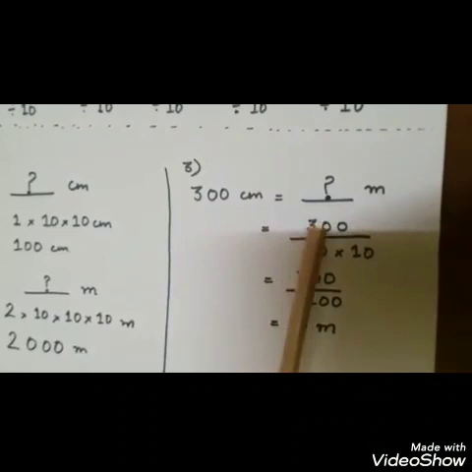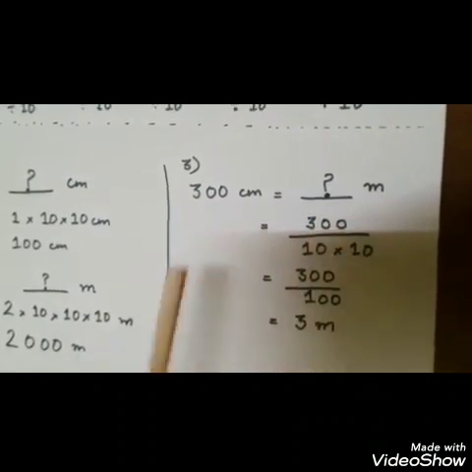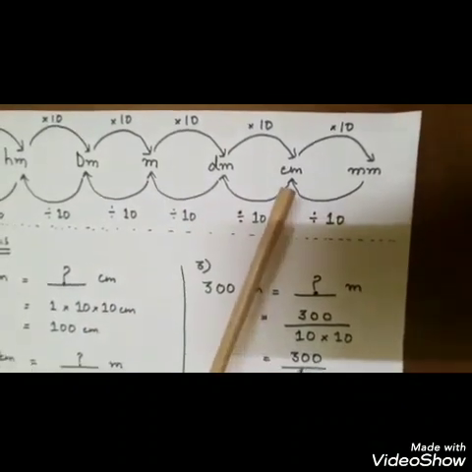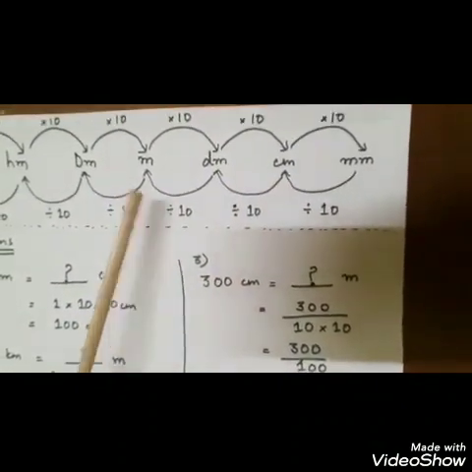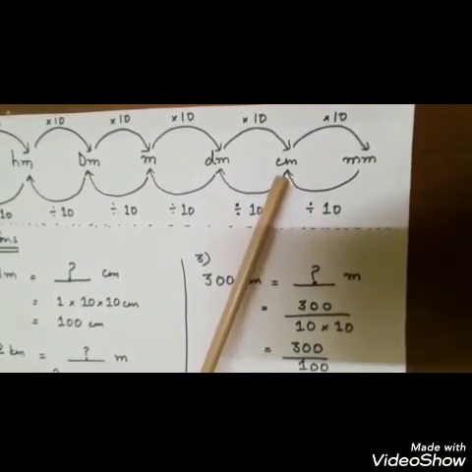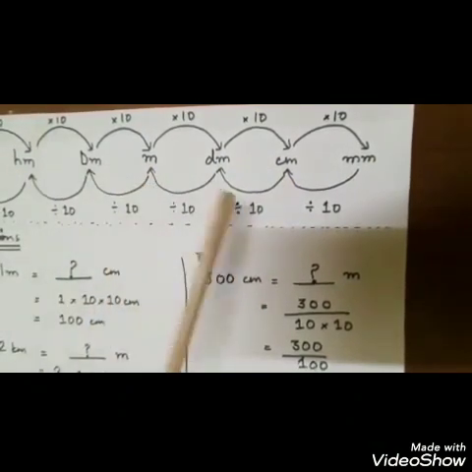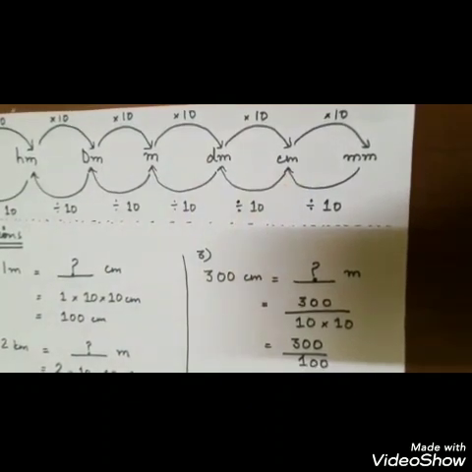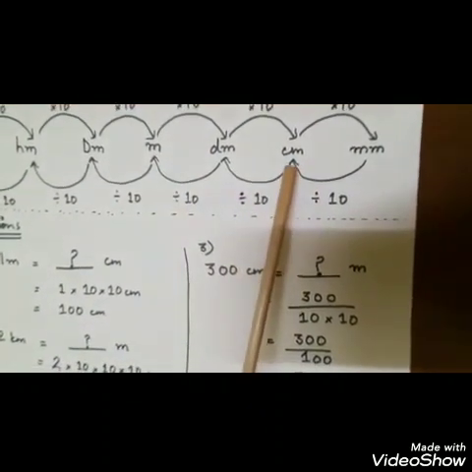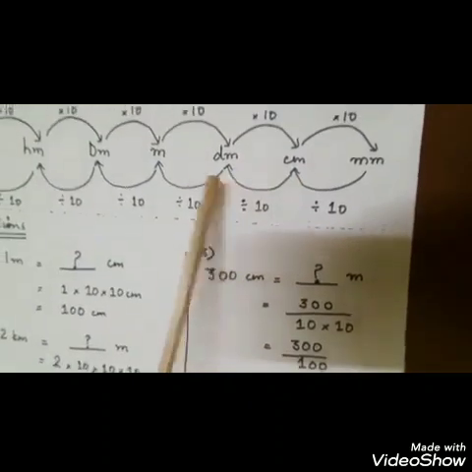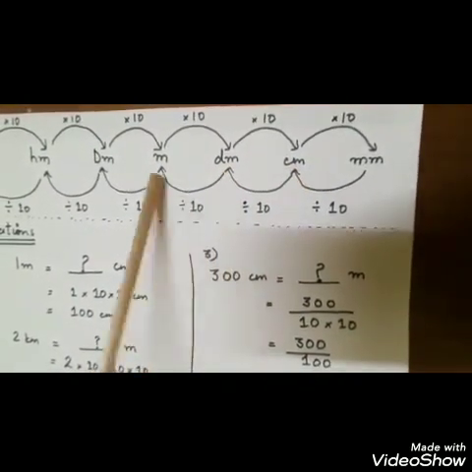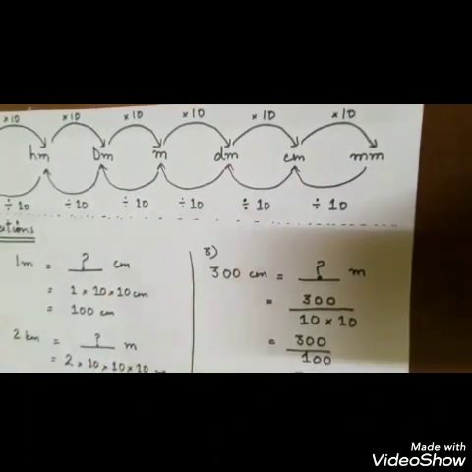300 centimeter is equal to how many meters? Centimeter to meter. See, now we have to move from small unit to bigger unit. As we have discussed earlier, when we move from small unit to big unit, we always divide. But we have to see how many times we have to divide. When we are moving from centimeter to meter, we are moving two places, we are jumping 2 gaps. So we have to divide by 10 two times.